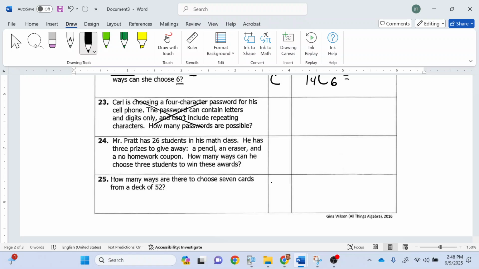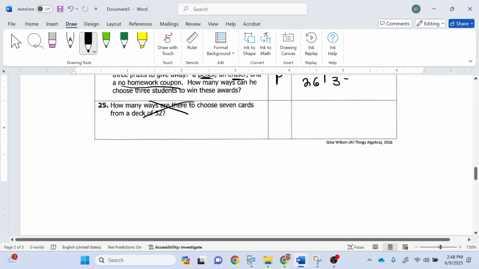Mr. Chris Pratt has 26 students in his math class. He has 3 prizes to give away: a pencil, an eraser, and a no homework coupon. How many ways could these 3 students win the awards? In this case, we have to be particular, because the pencil, eraser, and no homework coupon are different prizes. So it's going to be 26 people and 3 prizes, so 26P3. Again, I plugged it in the calculator a bunch of times. Don't worry, you will not have a deck of cards question on your test.